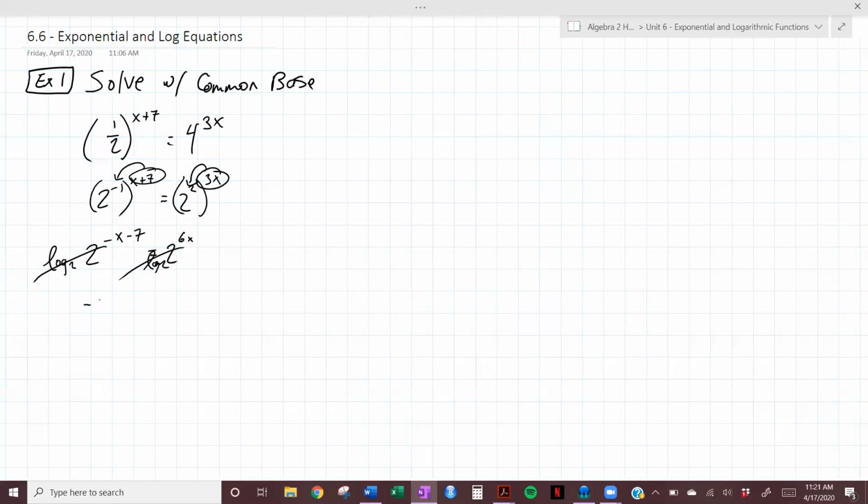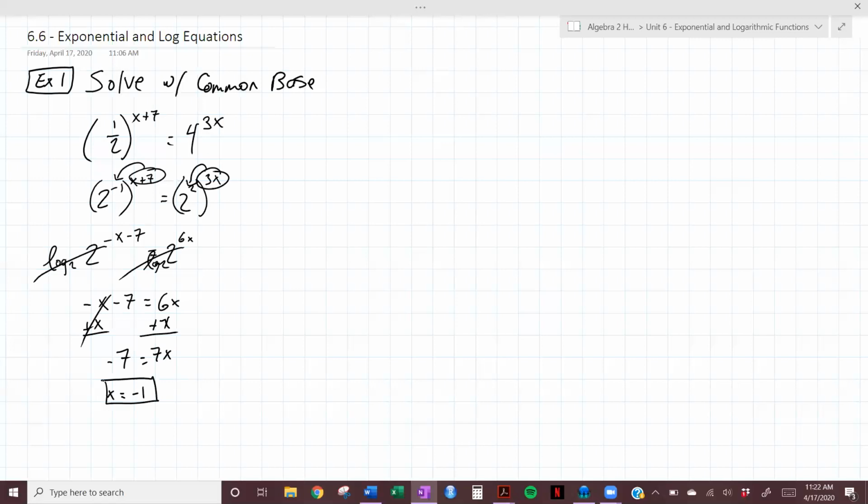So then we're left with -x - 7 = 6x. We add an x to both sides, those cancel. So we have -7 = 7x. So x equals -1. Okay, so that's how we would solve that one.